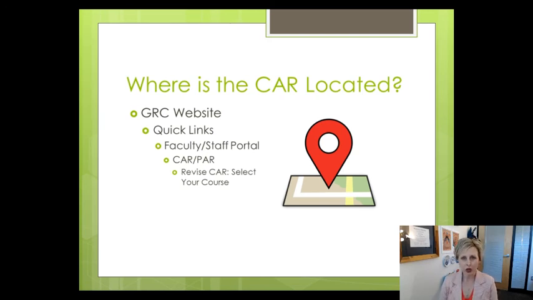Finally, where is the CAR located? A lot of people have questions about this. If you go to our Green River website and go up to the top right-hand corner to Quick Links and drop down, you'll see listed Faculty Staff Portal. If you click on that, there's a place where you can go to CAR PAR. The rather confusing thing is you do have to click on Revise CAR and then select your course. It sounds weird, but that's how you have to do it to get to the CAR.